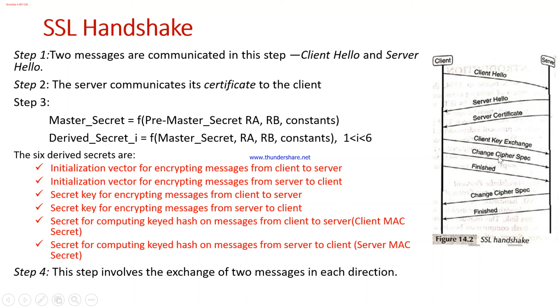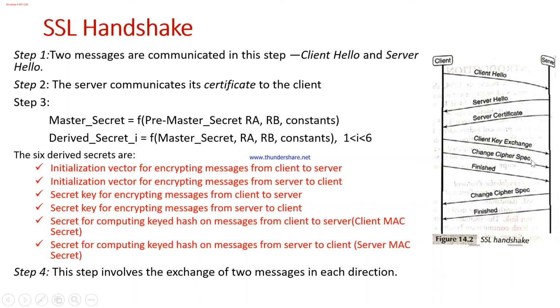In step 3, the client chooses a pre-master secret, and as I mentioned, it is a 48 byte random number. This secret is encrypted with the server's public key. The server has shared its certificate, and the certificate contains the public key. So this pre-master secret, the 48 byte random number, is encrypted using the server's public key and sent to the server in the client key exchange message.